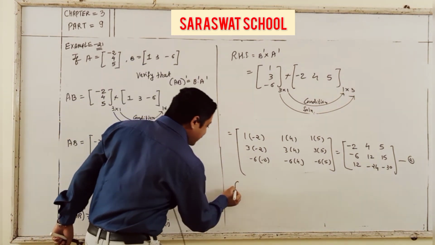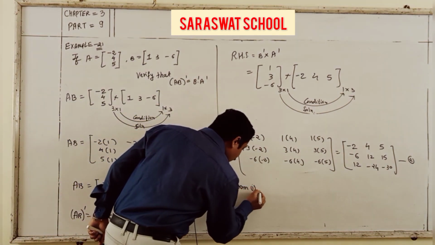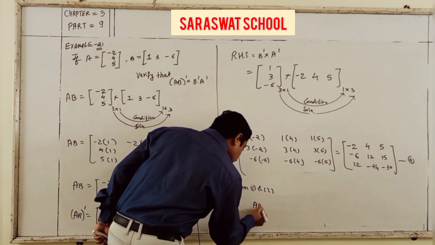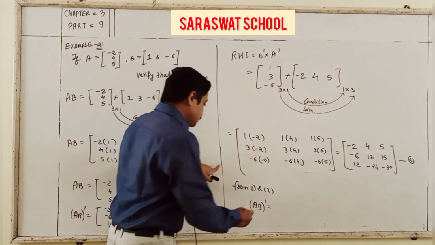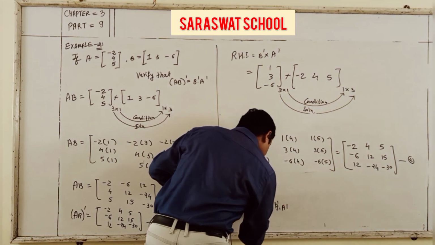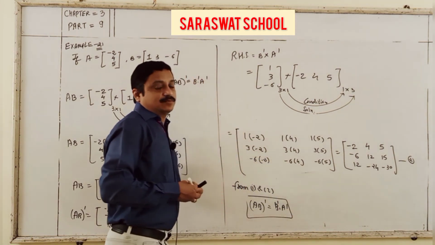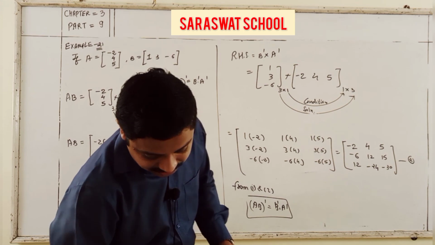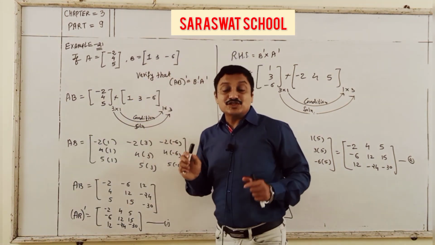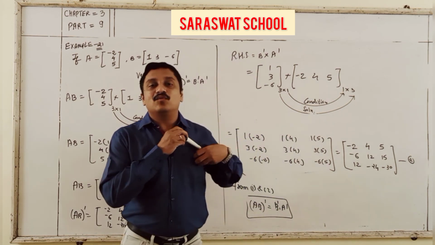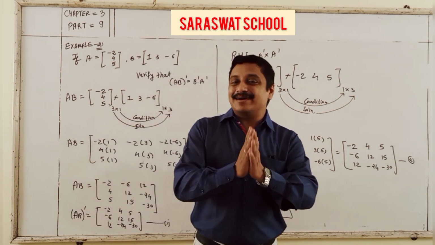That's why I will say, from 1 and 2, (AB) complement is equal to B dash into A dash. Here you are successful. This question is also done, students. And here ending this question, students, I stop this video because one transpose matrix related example is done.